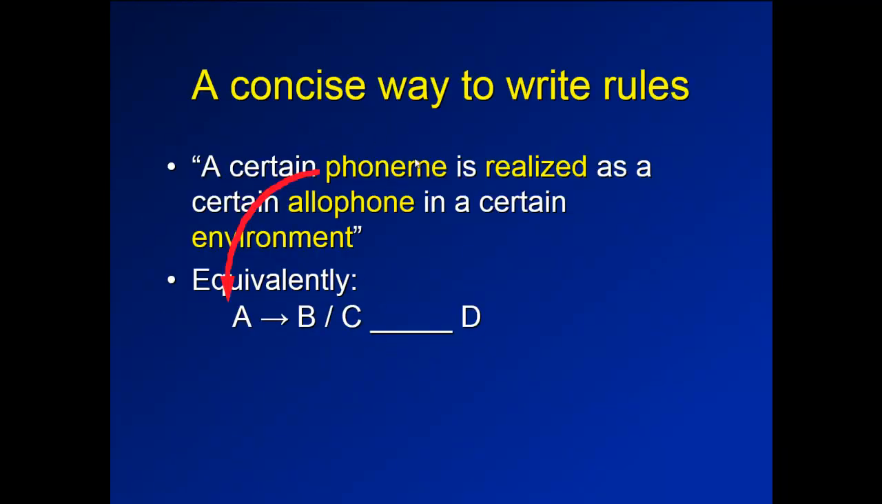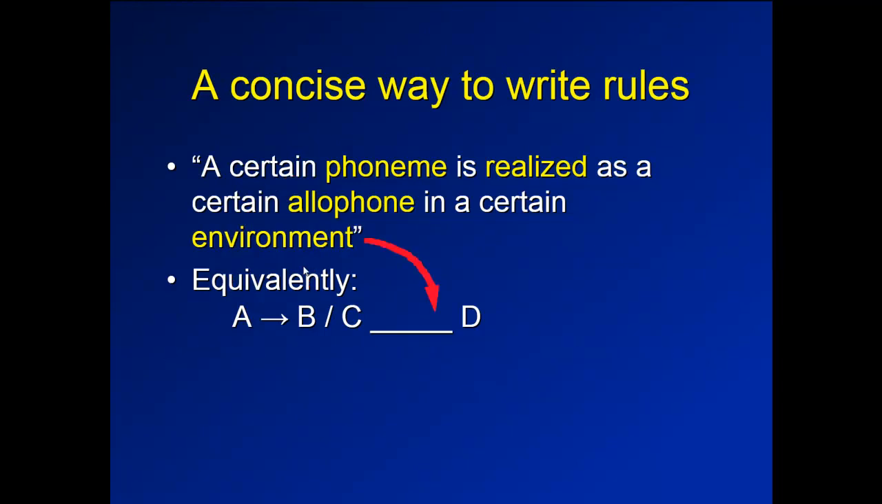This is another way of showing this rule. We have got A is being realized as B, in the context where it is placed between C and D here. A certain phoneme is realized as a certain allophone in a certain environment.